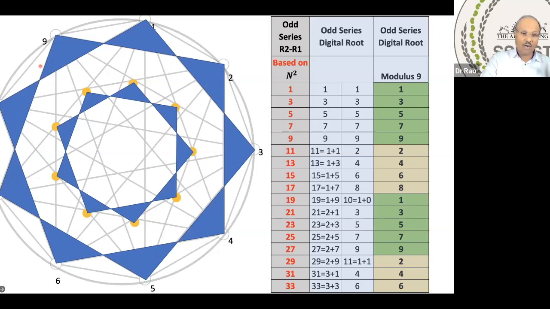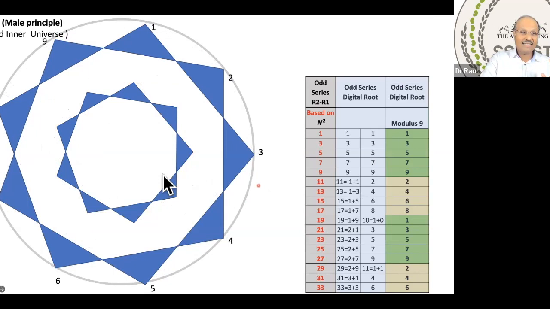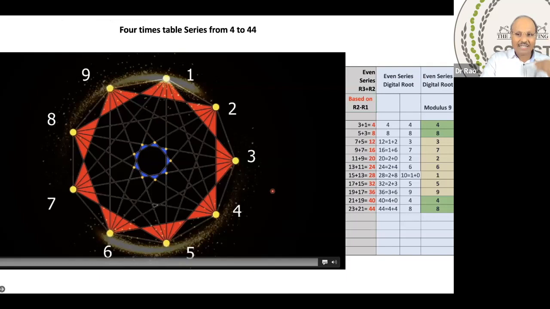Both these creations, this is a summum bonum. This is the absolute substratum on which the Purusha is the one. But the Purusha never gets manifest into anything. The Purusha is only the observer. Okay. Now let us go and see what is happening. So this is the male principle, the outer universe and the inner universe. So this is a part of the mandala because this is only the Purusha part. Now we come to the Prakriti part, which is in the four times table.